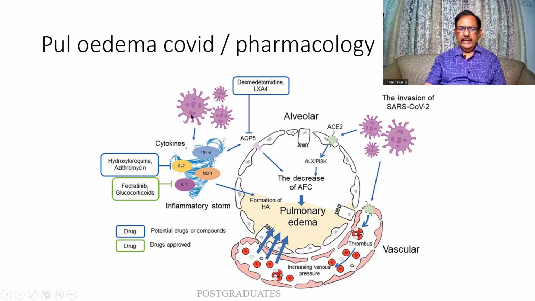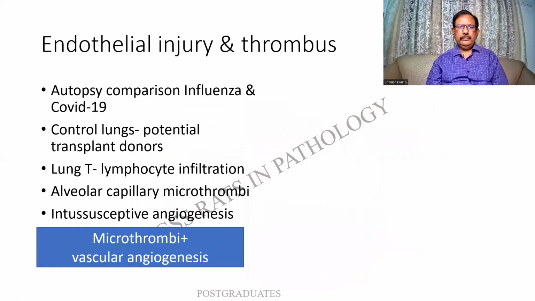Also, you find that there can be the activation of the various mediators, the cytokines, which can lead to an inflammatory storm. So all the features of inflammation will be coming in. In fact, this is the culprit, not the infection as such. As a result, a battery of drugs were brought into force and the pharmaceutical companies made millions of dollars all over the world. Endothelial injury and thrombus.